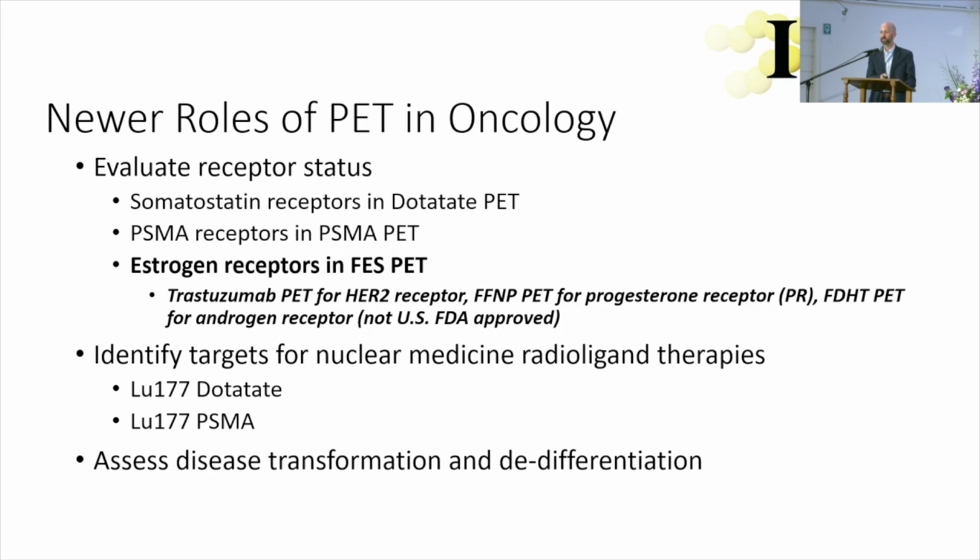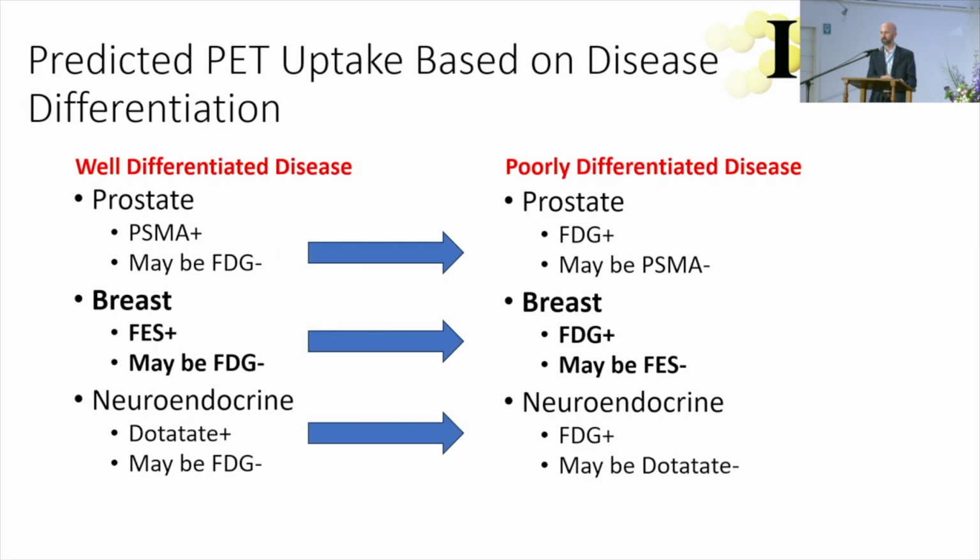We can also assess disease transformation and dedifferentiation. Let me explain that a little bit further, and this is pertinent to breast and many cancers. Basically, a lot of these new receptor-based agents image cancer when they're well differentiated. That means before they've transformed into cells and have receptor profiles that look foreign to where they started.